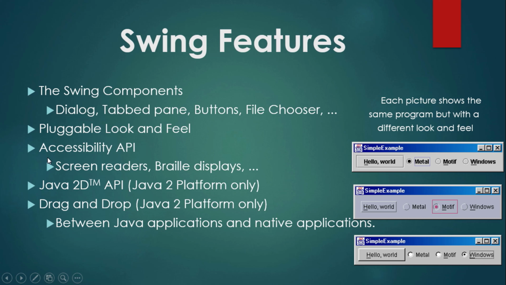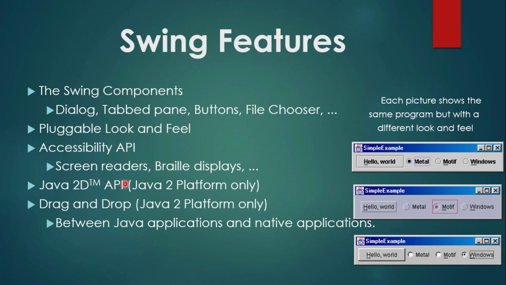Next feature about Swing is what? Accessibility API. Swing provides various APIs using which you can read the screen also. For the people who are unable to read the screen, we have an API. Using that we can read the entire screen also.